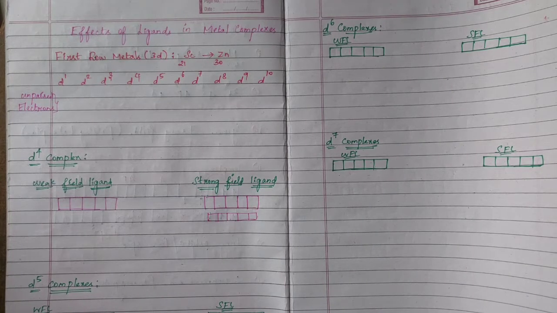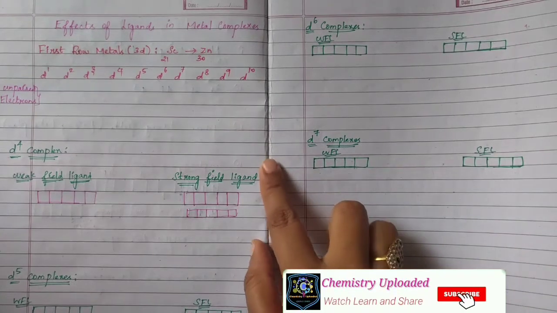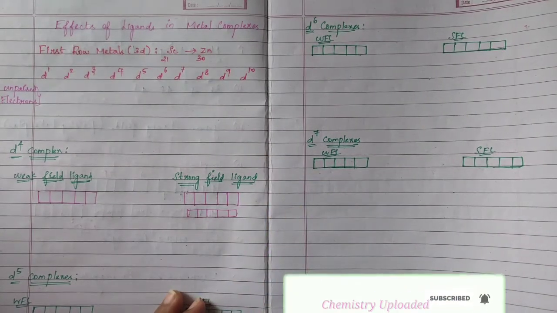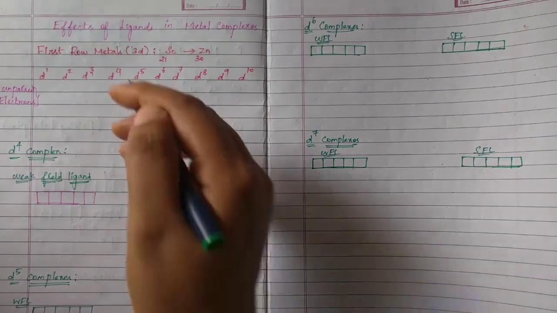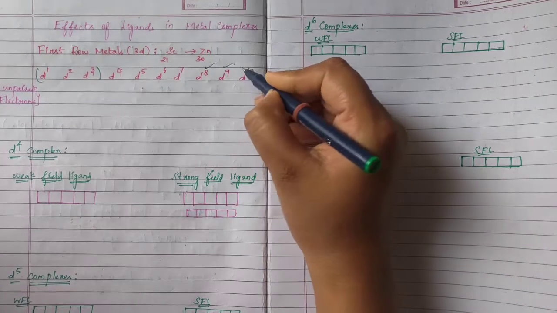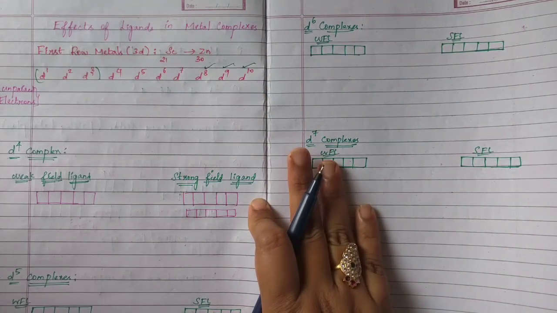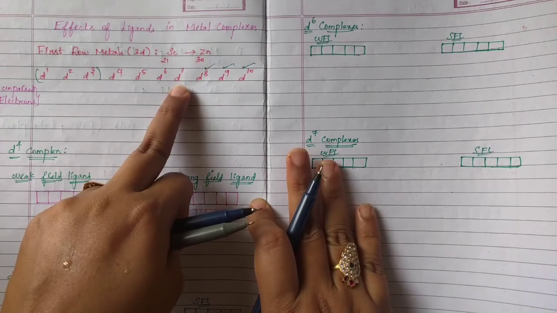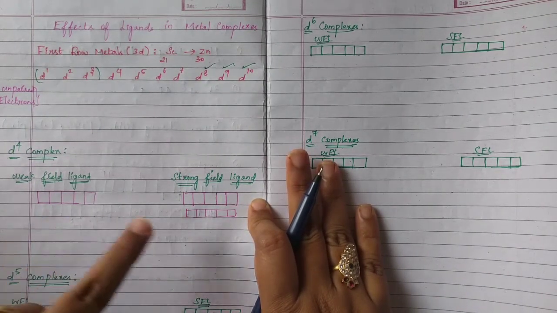From d1, d2, d3 and d8, d9, d10, in these six configurations, there are no changes. Whether it is a strong field ligand or a weak field ligand, there are no changes. The ligand may be weak or strong, and there is no change in the complexes. But from d4 to d7, the complexes may be different, depending upon the ligand.